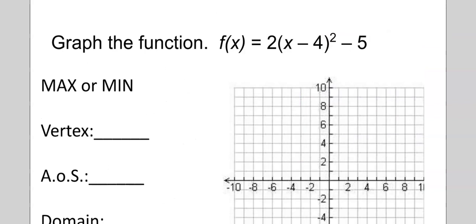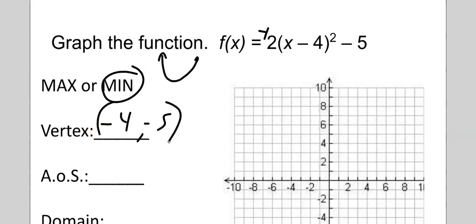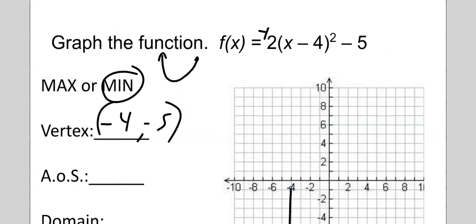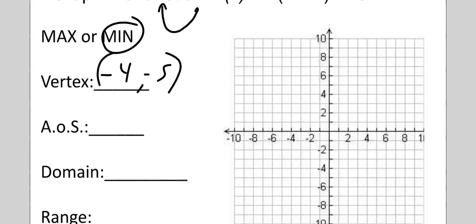Right? This one, again, is positive, so it's going to be like this. All right, it's going to be a minimum. The vertex is going to be at -4, -5, right down here. Whoops, did not mean to do that. -4, -5, right there. That's also where the axis of symmetry is going to go through. X equals -4.